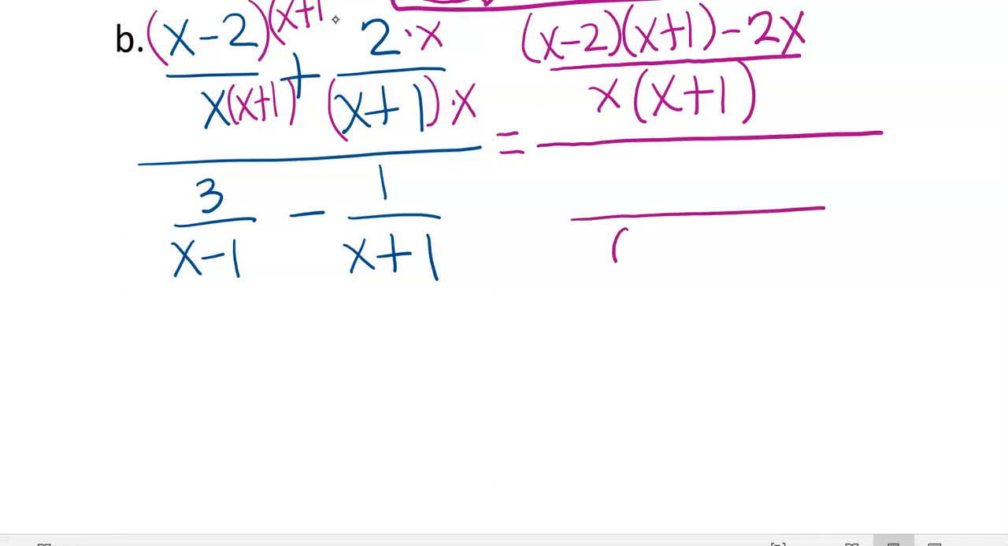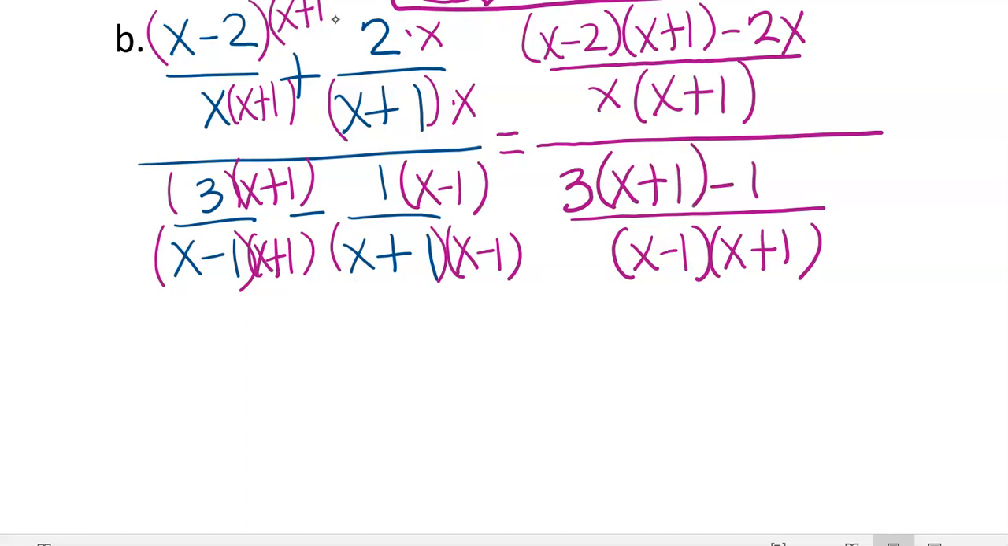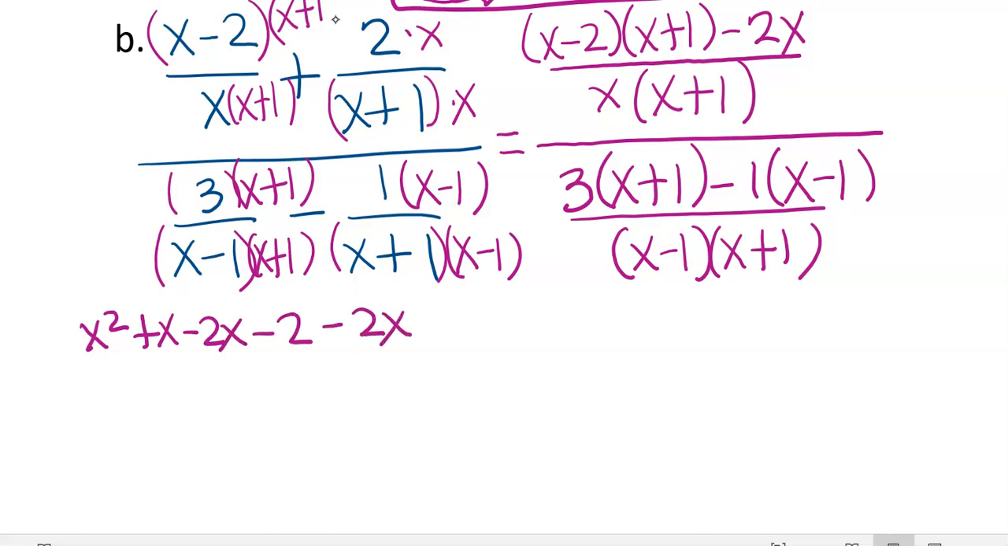On the denominator, we need an x minus 1 and an x plus 1. So this one is missing the x plus 1. This one is missing the x minus 1. So it's 3 times x plus 1 minus 1 times x minus 1. Now we're going to do some simplifying here. x squared plus x minus 2x minus 2 minus 2x. So I foiled that, and then I copied the rest.